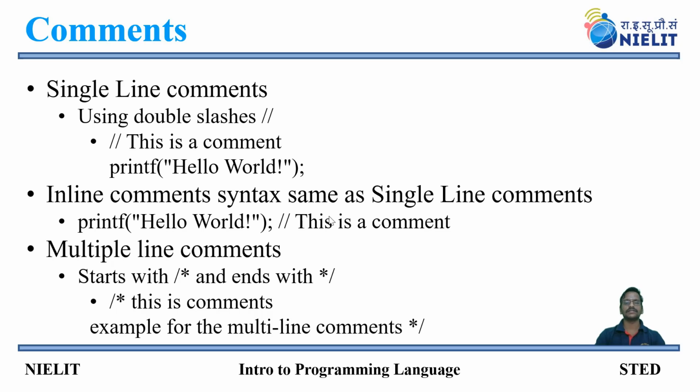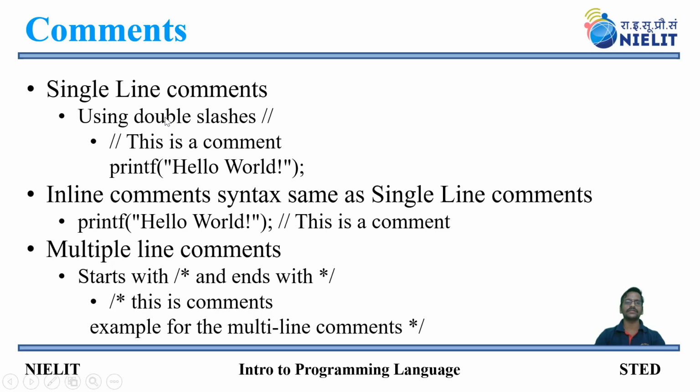And now let us discuss the C programming, how to provide the comments. There will be three types of comments. One is single line comment, another one is inline comment, next one is multi-line comment. Single line comment means we are providing a comment in a single line.